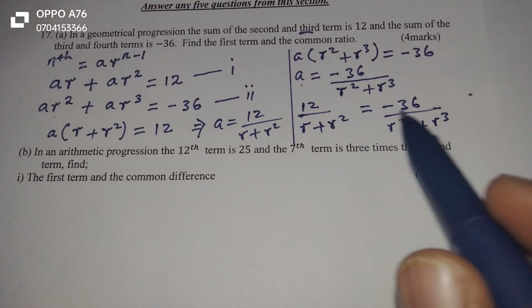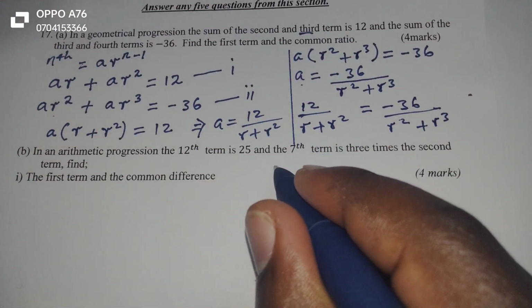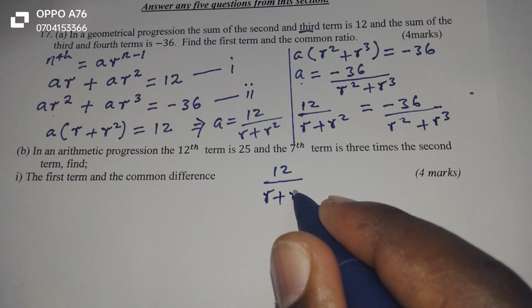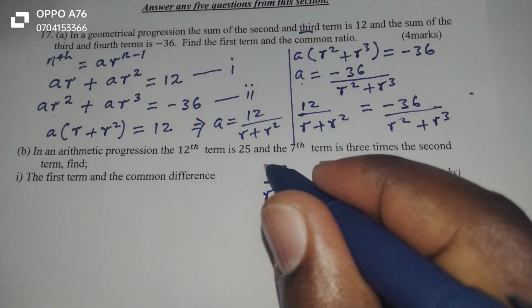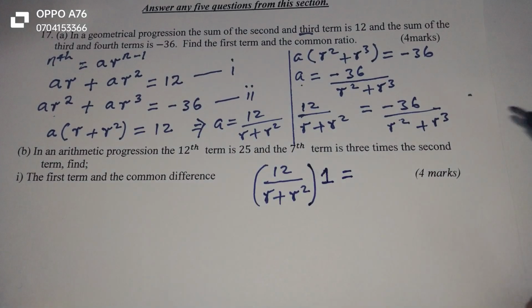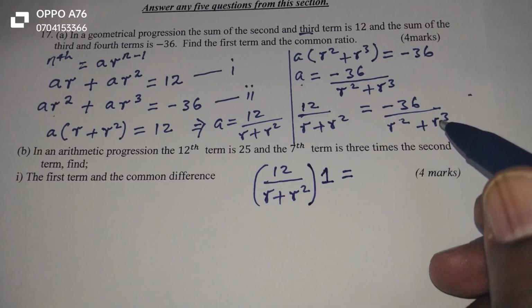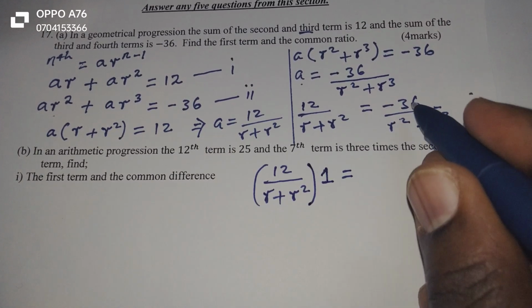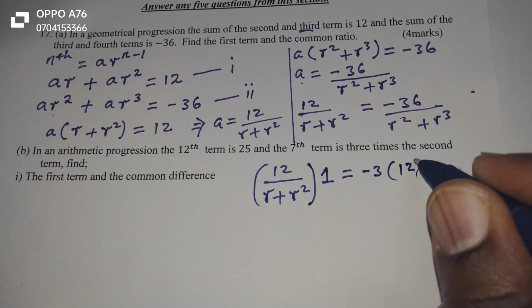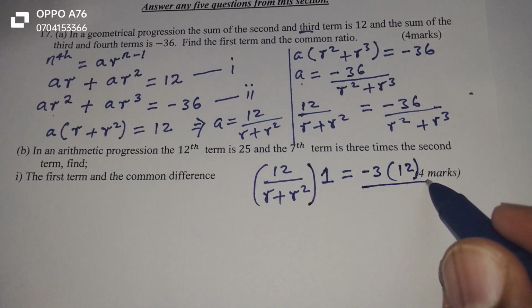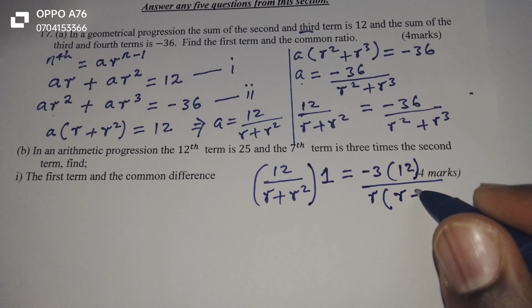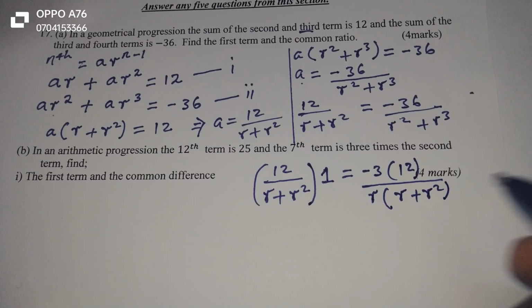whereby we can factorize 12 over r plus r squared. When this one is factorized, we just remain with 1. This is equal to, we factorize again 12. When we factorize 12 from this part, we shall remain with negative 3. So in brackets, there will be 12, like that. Then we can factor out r to remain with r plus r squared on this other part.